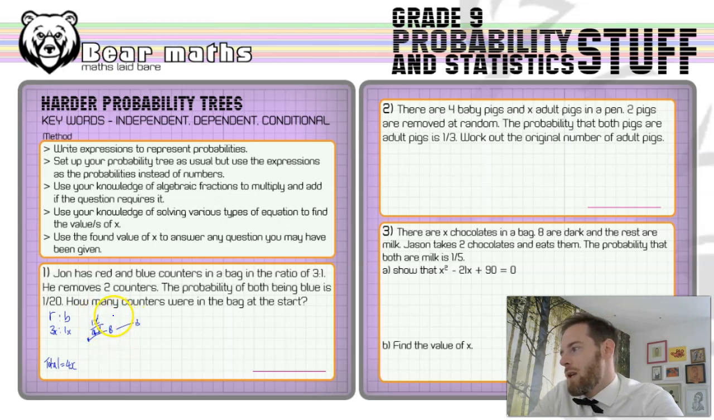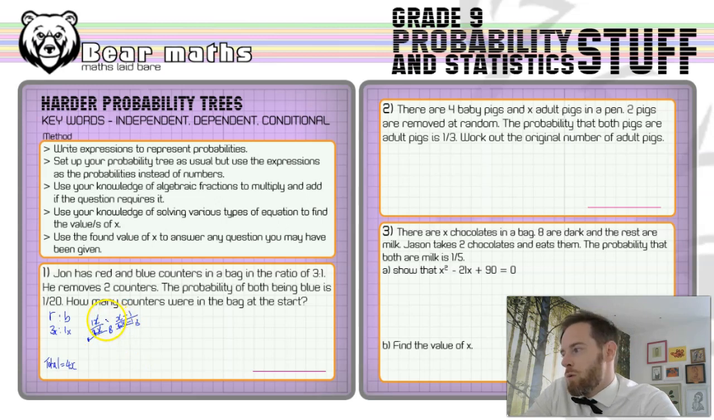Then we need to think of the probability of getting a blue one again. Well, if we get 1x on the first go, we've got 1x take away 1. So I'm just going to write down x minus 1 over, and we've got 4x take away 1 on the bottom, because there's one less counter in the bag. It's a dependent probability question, isn't it?